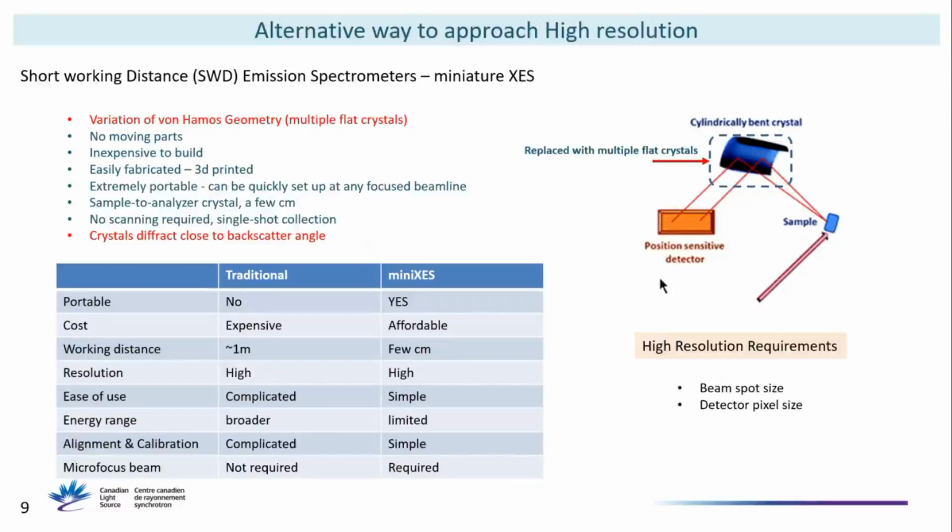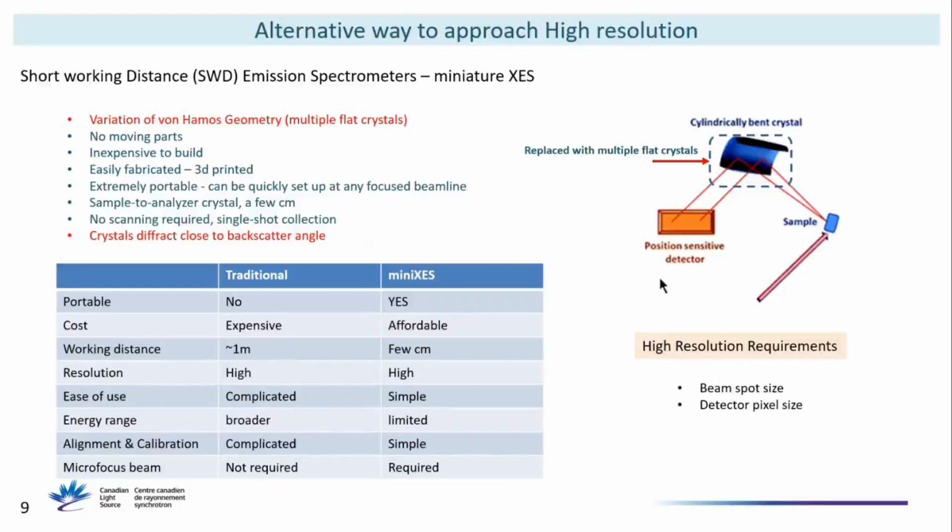The difference is the cylindrical bent crystal is replaced by multiple flat crystals. And another difference is that we need to choose a crystal which almost backscatters, so the Bragg angle has to be between 75 and 85 degrees. When you do this, the geometry becomes very compact. Instead of 1 meter, it becomes a few tens of centimeters.